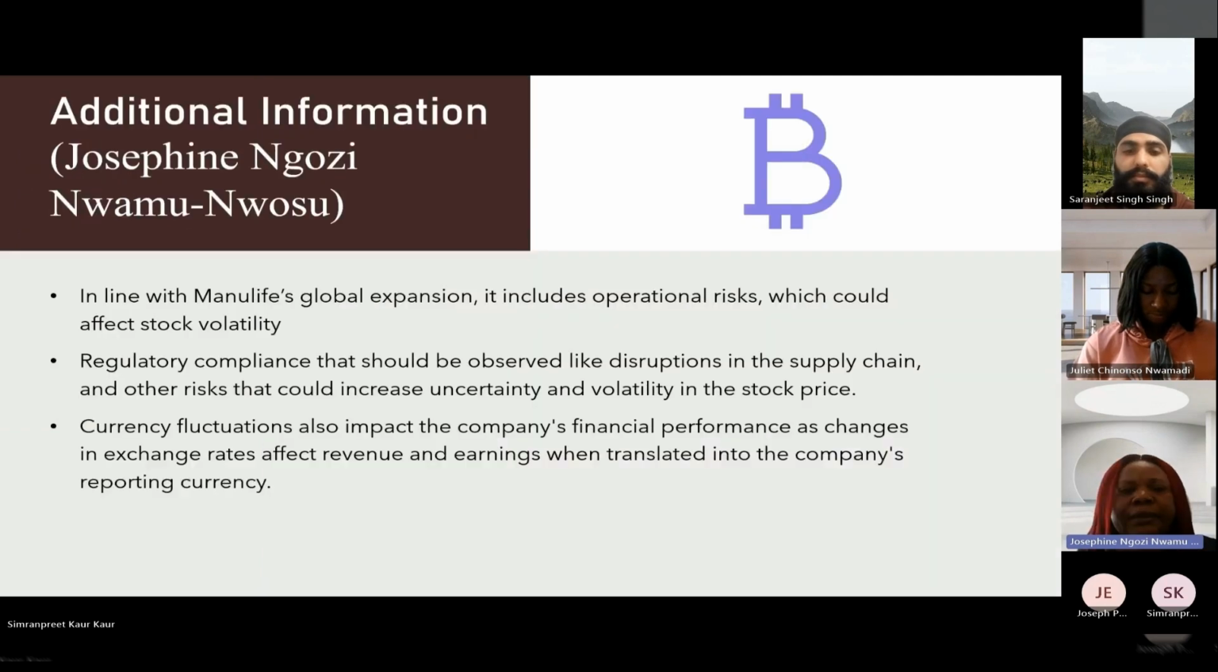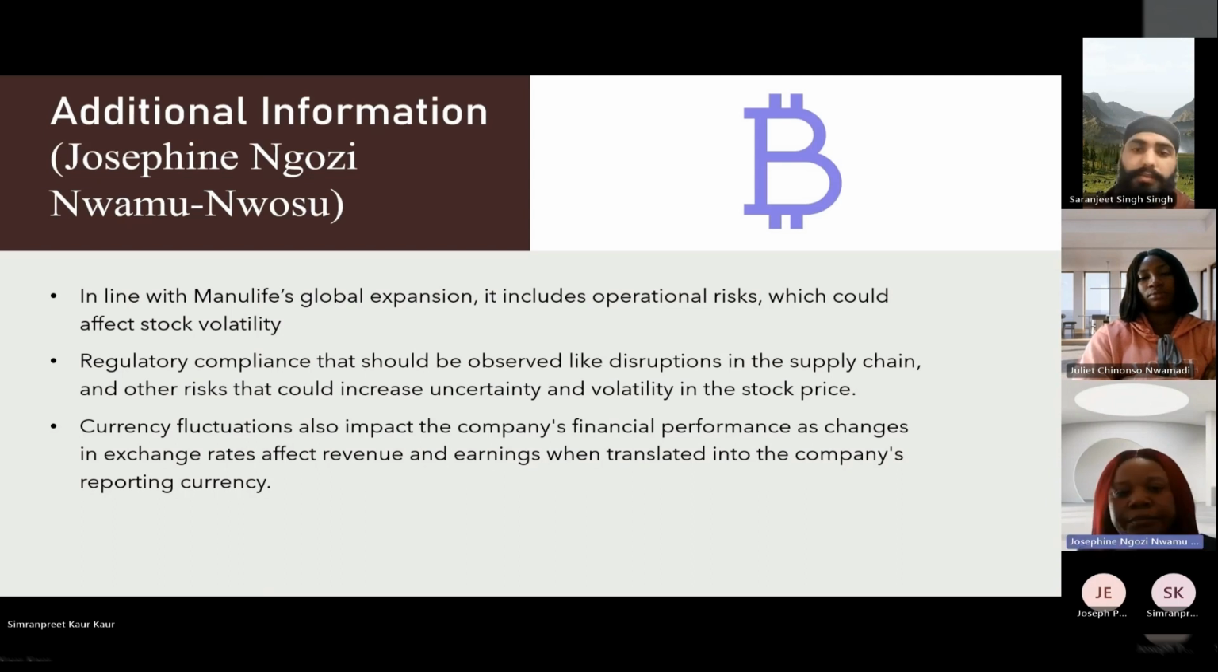In addition, Manulife's global expansion introduced operational risk, regulatory compliance requirements, supply chain disruption, and uncertainties that led to elevated stock volatility, while currency fluctuations affected the revenue and earnings converted to reporting currency.